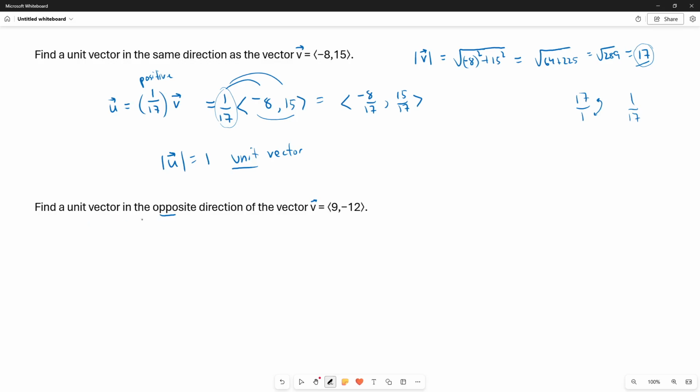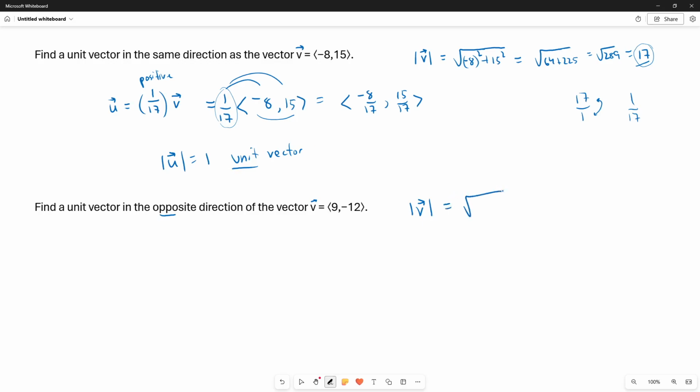Okay, now let's find a unit vector in the opposite direction. So the opposite direction means we'll do just what we did in the first problem, but instead of multiplying by a positive number, we'll put a minus in there as well, and that will flip the direction. So first, let's find the magnitude of our vector so that we could see what number we have to multiply by to make it a unit vector.